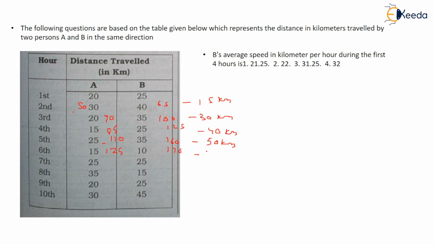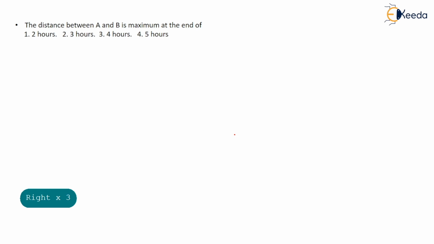Now the difference is decreased. It is 45 kilometers, right? And ahead of it, a similar trend will follow. As you can see, the maximum difference is at what time? In the fifth hour. In the fifth hour, the maximum difference was 50 kilometers. Okay, 50 kilometers is your answer, and the fifth hour was the time, so the fifth hour is the answer. Maximum distance at the end of the fifth hour.